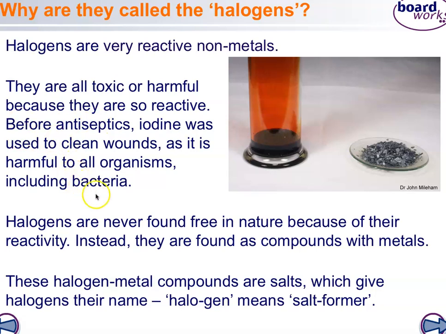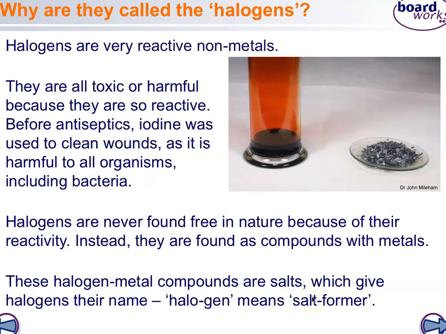Again, the halogens are so reactive that they are never found free in nature, and they are instead found as compounds with metals. Now, these halogen metal compounds are salts, which give halogens their name. The word halogen itself means salt former.